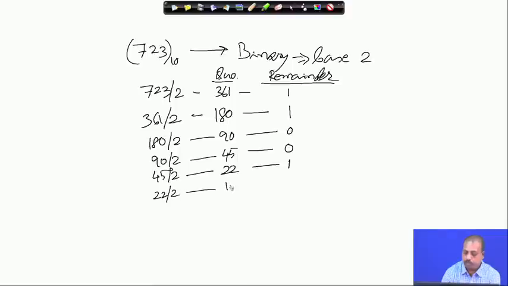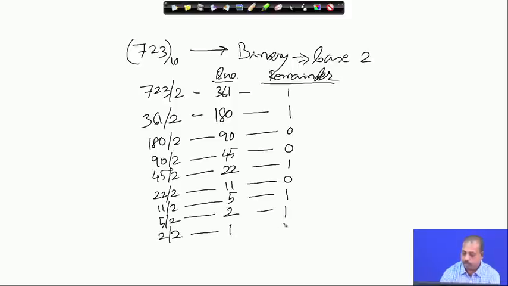22 by 2 gives 11 as quotient, 0 as remainder. 11 by 2 gives 5 as quotient, 1 as remainder. 5 divided by 2 gives 2 as quotient, 1 as remainder. 2 divided by 2 gives 1 as quotient and 0 as remainder. And then 1 divided by 2 gives 0 as quotient and 1 as remainder.